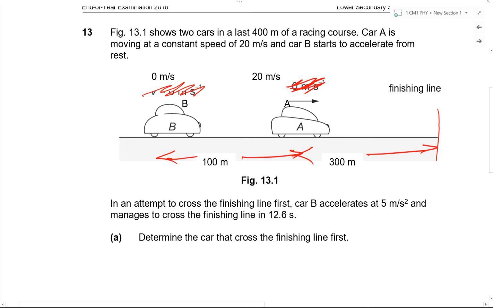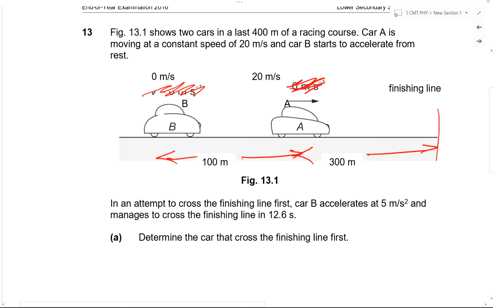Two cars, last 400 meters. This is the last part of the race already. Car A is moving at a constant speed of 20 meters per second. Car B starts to accelerate from rest. Maybe car B for some reason got into an accident, so it is stationary, whereas car A is already moving at 20 meters per second. 20 meters per second is really fast. Can you imagine, in 1 second, you are traveling from one end of the classroom to the other end? About 20 meters. That's really fast, right? 1 second.